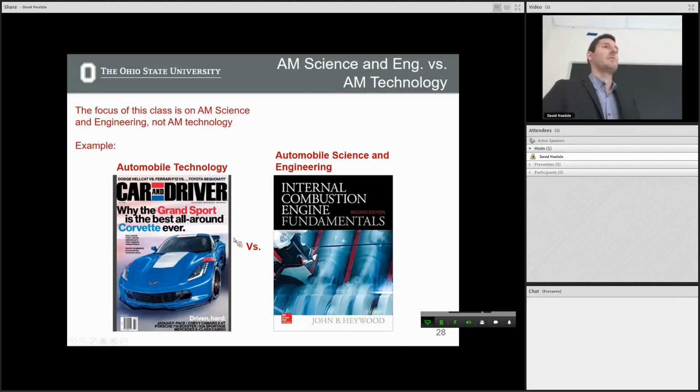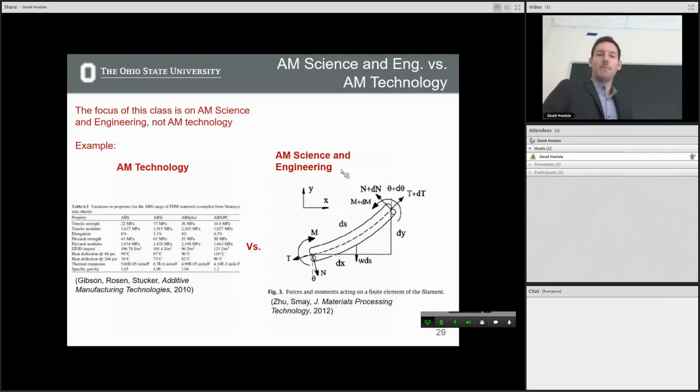But if you really want to know about the fundamentals of how a car works, and say you want to work in the combustion part of Ford, you should probably read a textbook on internal engine combustion, because you're not going to learn that in a magazine, right? So same thing here. AM technology would be, what are the strengths of your different materials that you print using material extrusion, and so therefore you know what material you should pick.